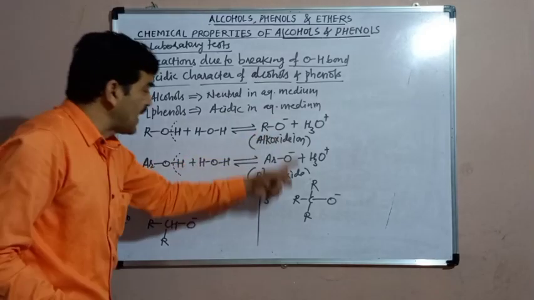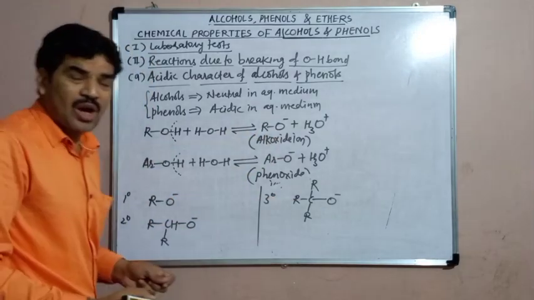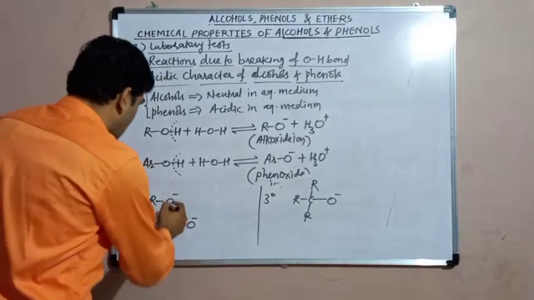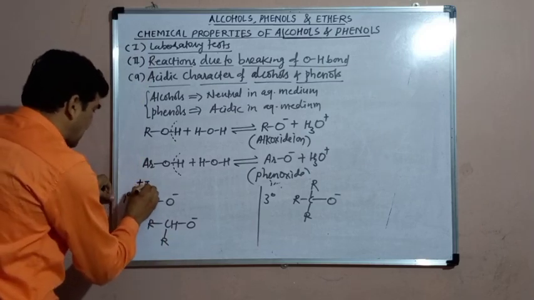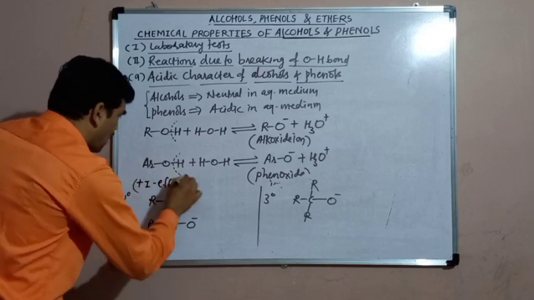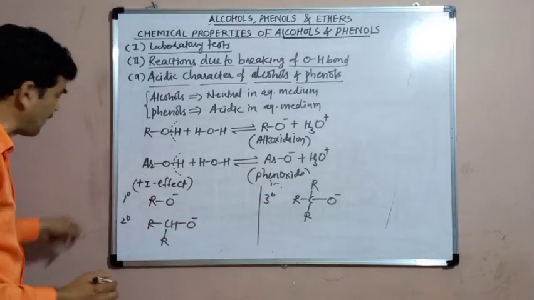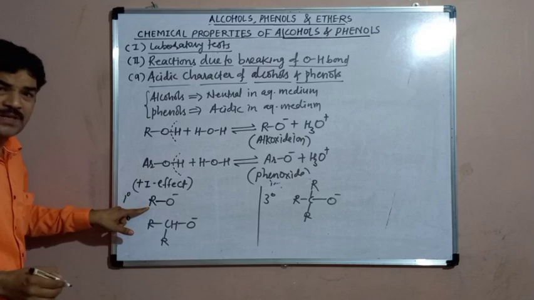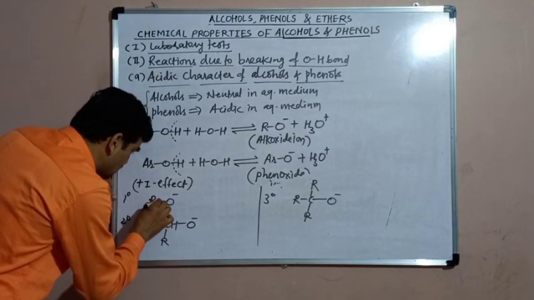In these alkoxide ions, which are the conjugate bases of alcohols, the electronic effect which occurs is the positive inductive effect. In all these three, positive inductive effect, plus I effect, occurs. Now what happens in the positive inductive effect? The alkyl group is the electron releasing group. It releases the electron density toward the oxygen.